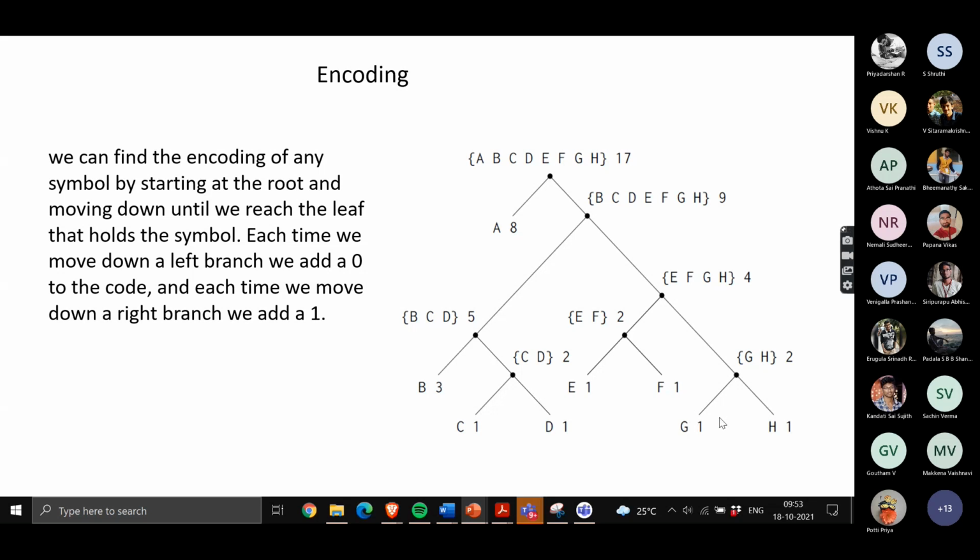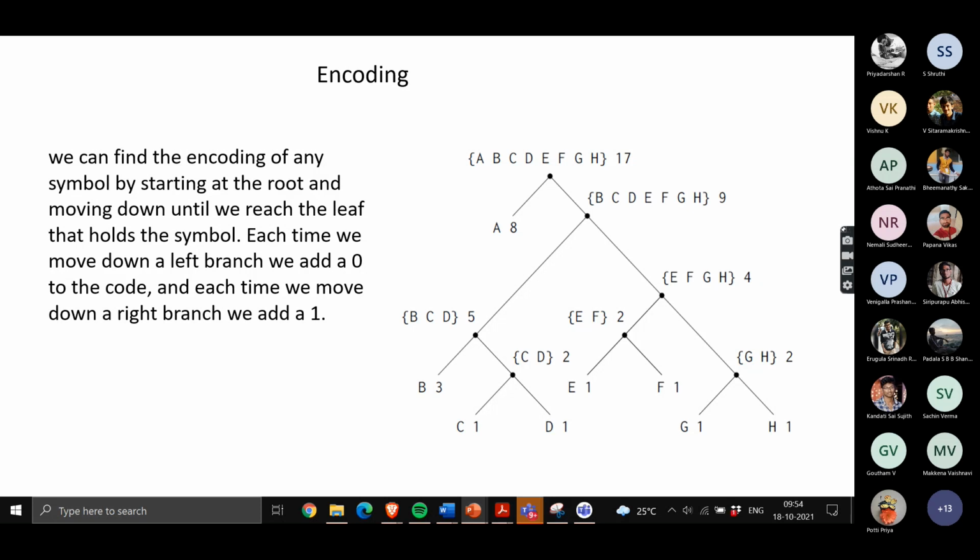Likewise for G, you have to go right, right, right, and then left, so 1 1 1 0. And for H, 1 1 1 and 1. This is the way you have to find the equivalent bit pattern for each and every symbol. This is the encoding process.